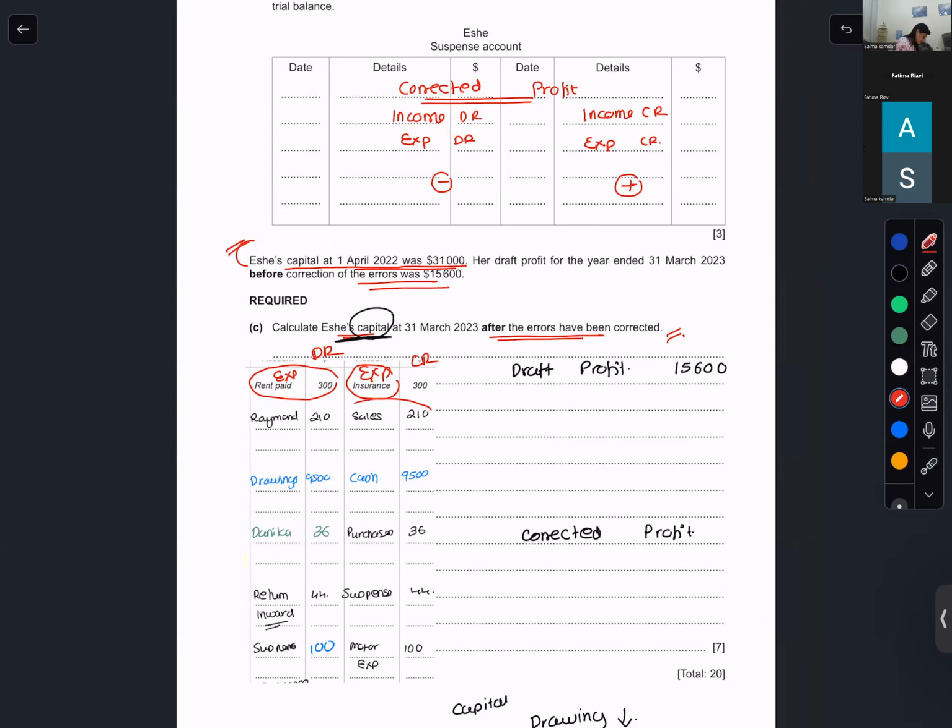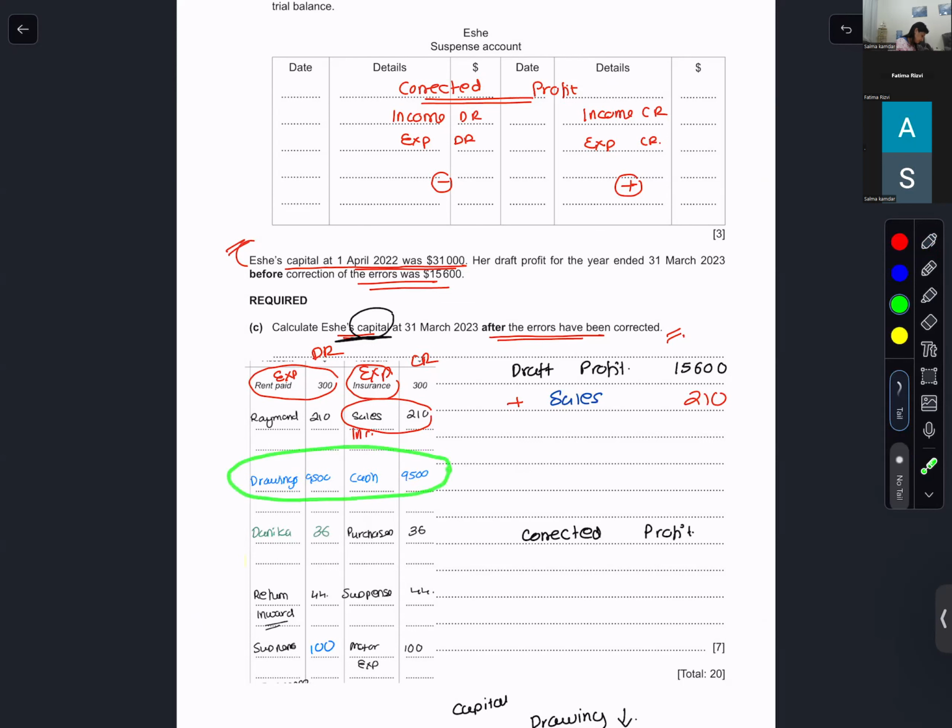Sales. We add it to the draft profit. First give me the rule, then give me the thing. Okay. Sales, income, credit. So we add. Income credit, so you add. Are you with me? Yes. Okay. Next one.